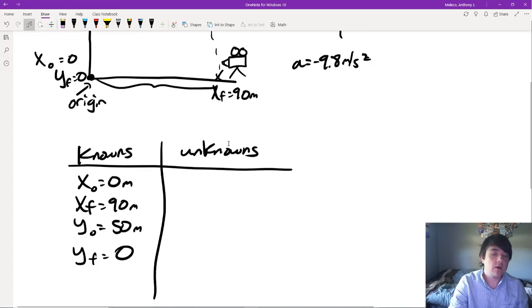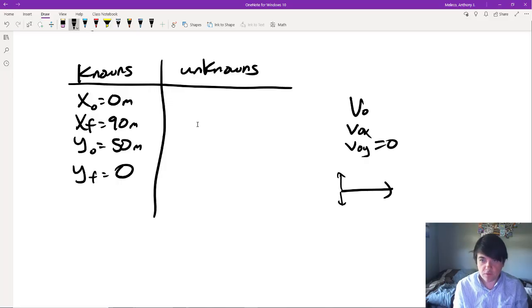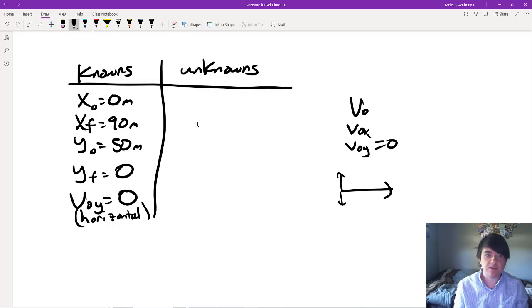We go into our v. There are 3 types of v: there's v initial, there's v naught x, and v naught y. Now, it told us horizontally. That means there's no vertical component. So v naught y is 0. There's no vertical component because it said horizontal. So always look for keywords like that. Even if it said vertical, then it would say there's no v naught x.